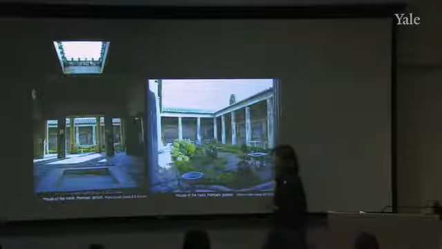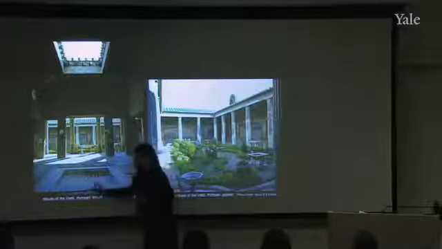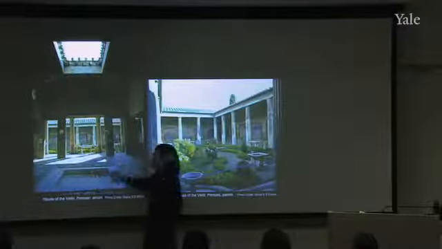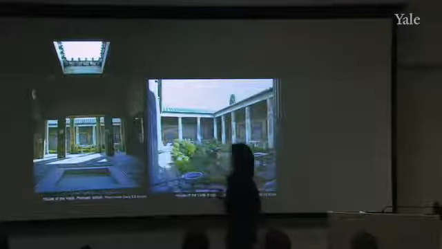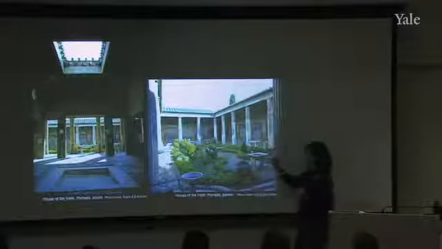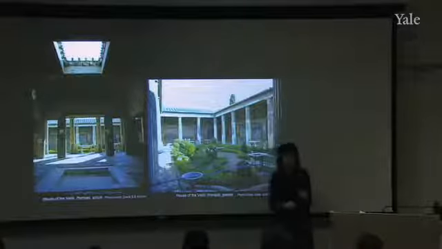This is one example, the House of the Vedii in Pompeii, a spectacularly preserved house, where we can see a pool that was actually used for collecting water, a hole in the ceiling, but a view from the atrium of the house into the garden. The garden over here, you get a sense of it, the greenery, the marble furniture, the fountains, and then the paintings on the walls.